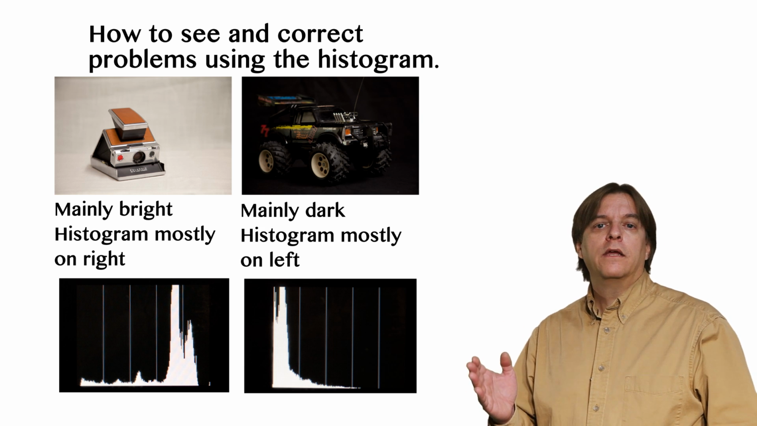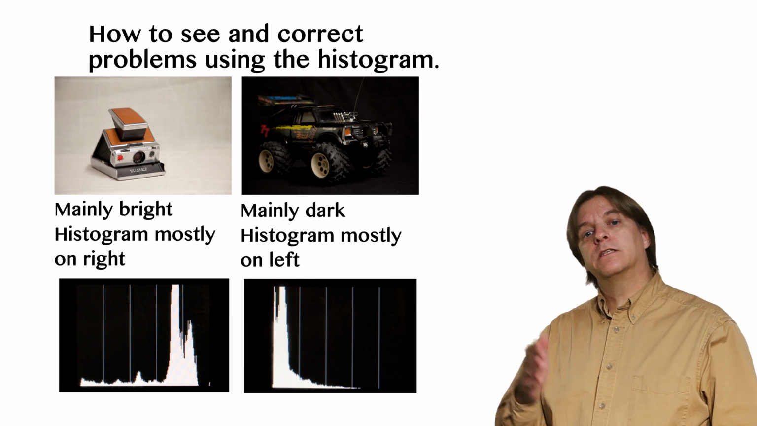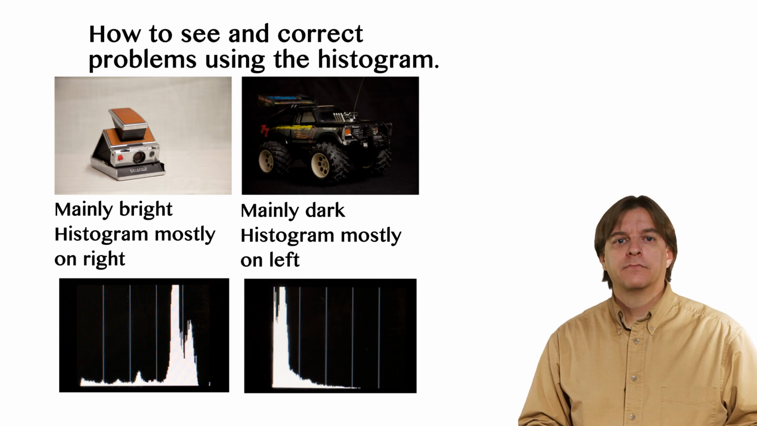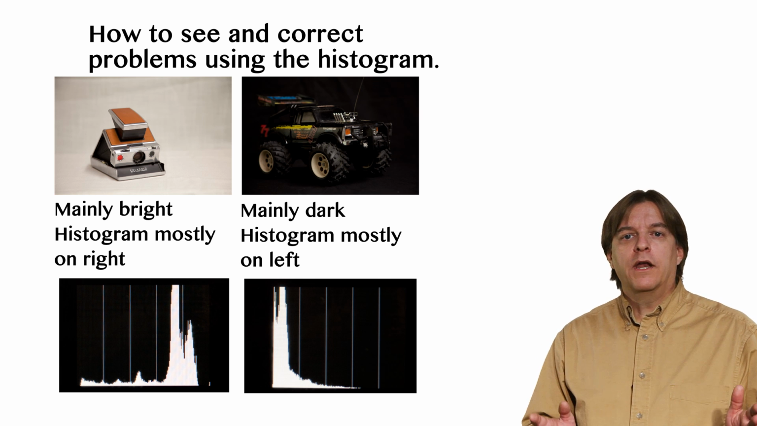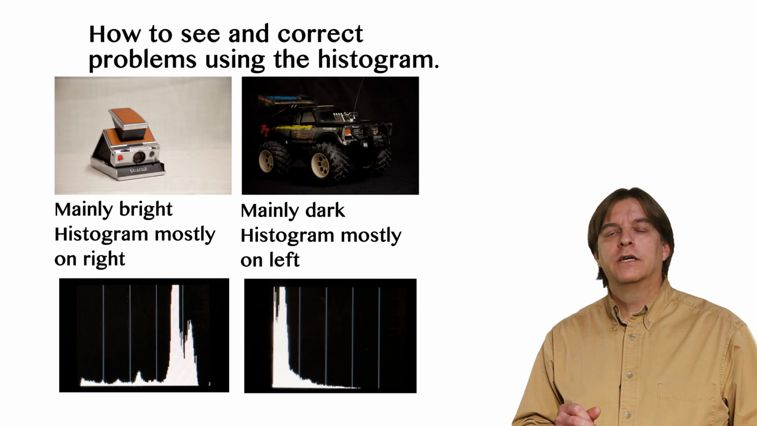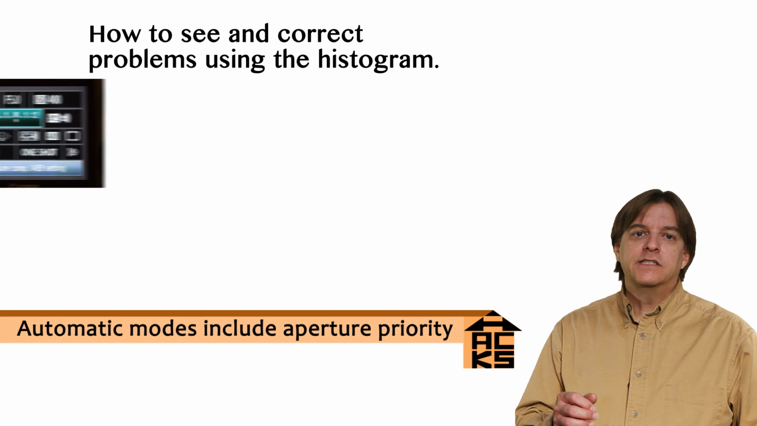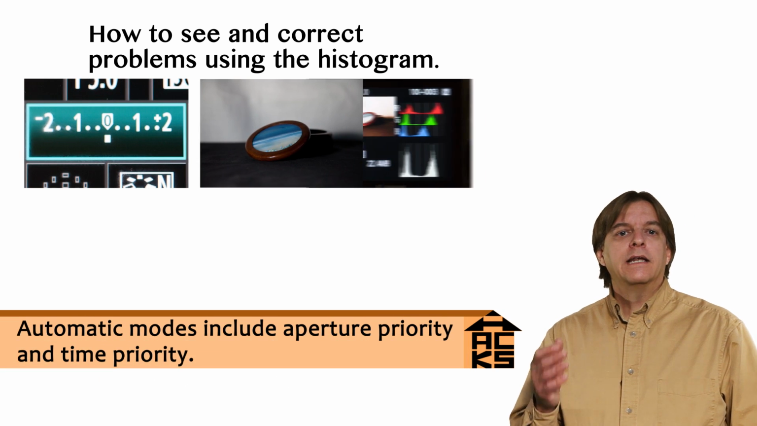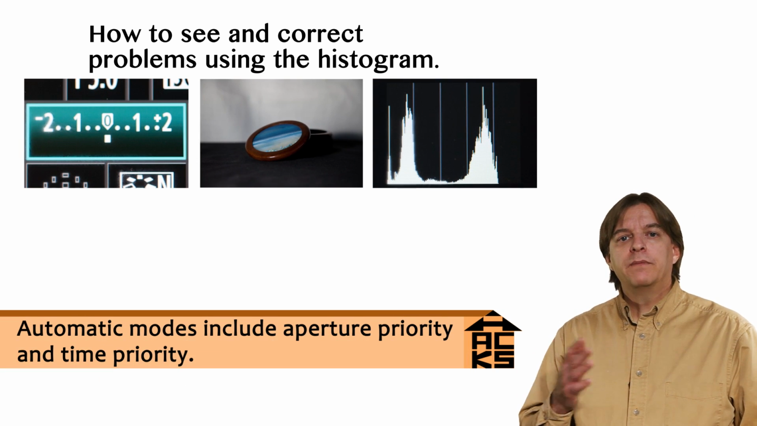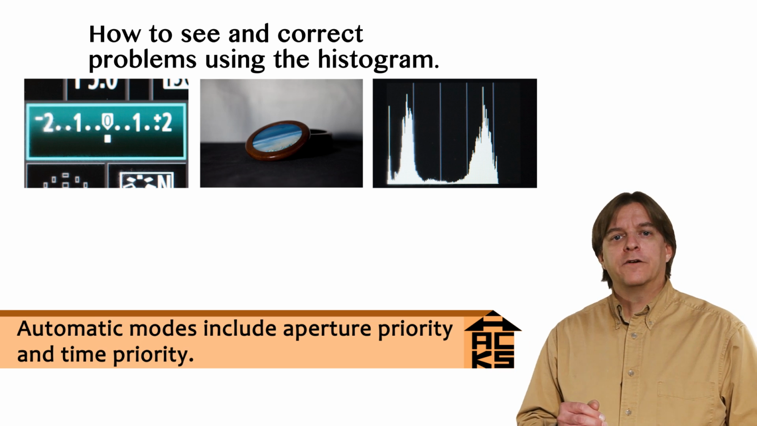Knowing where you want it, you can look at the histogram to know if it's in the correct spot or not. If you find it's not where you want it, and you're using an automatic mode, use the exposure compensation setting on your camera. It allows you to tell the camera to adjust where the peak rests relative to center.